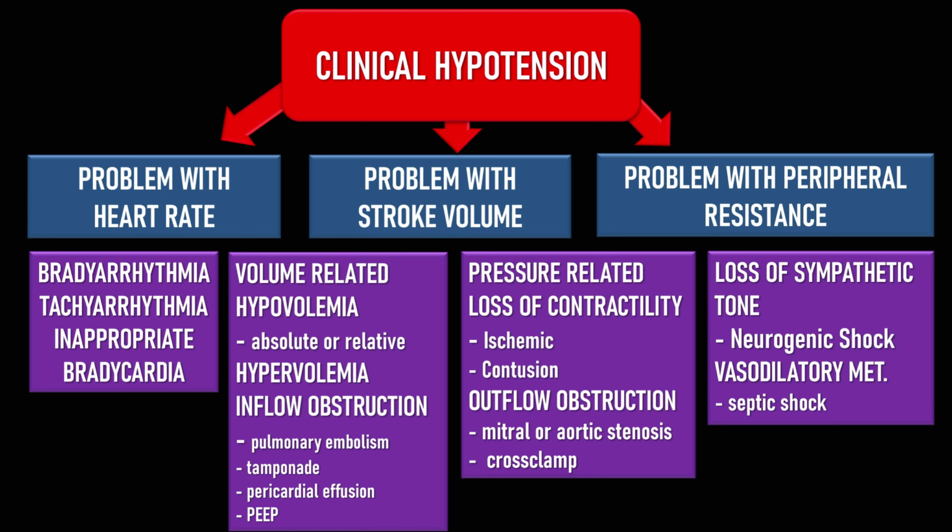And finally, a problem with peripheral resistance is loss of normal sympathetic tone. It happens with neurogenic shock, but it's also seen in vasodilatory states, the most common of which, of course, is septic shock. We sometimes see this with anaphylaxis, and we sometimes see this with local anesthetic systemic toxicity or other poisonings, for example, with calcium channel blockers.